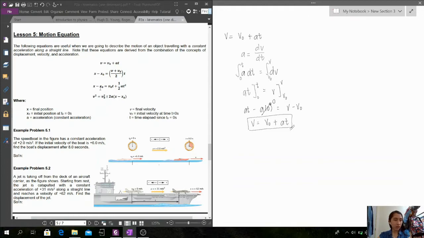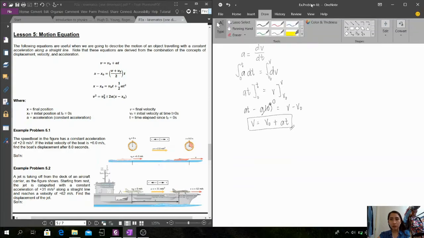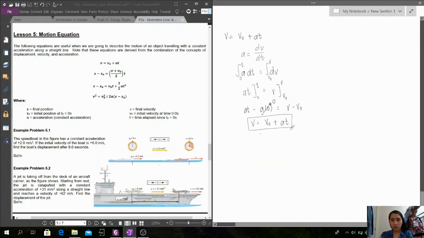To derive the equation here, let's first derive this one. We will use this equation. So x minus the initial position is equal to the initial velocity times time plus 1/2 of the acceleration times time squared. So this part here is also equal to the displacement. So that's only for a little recap.